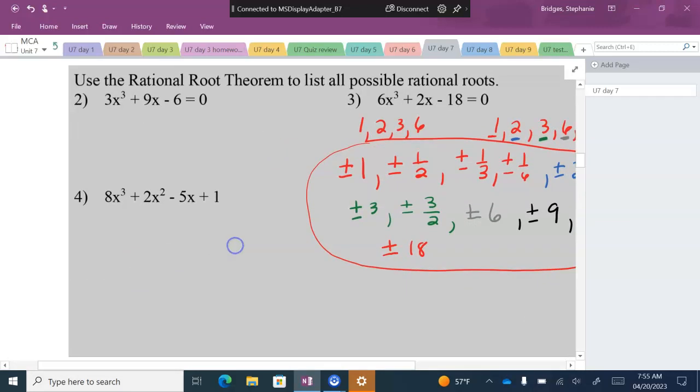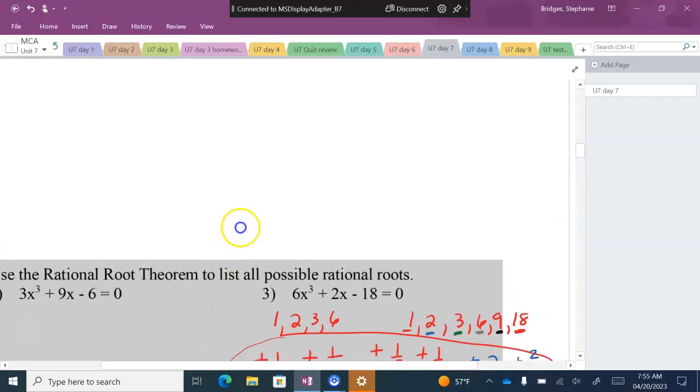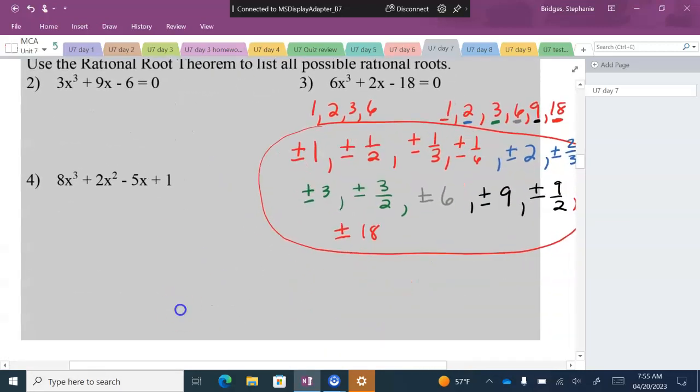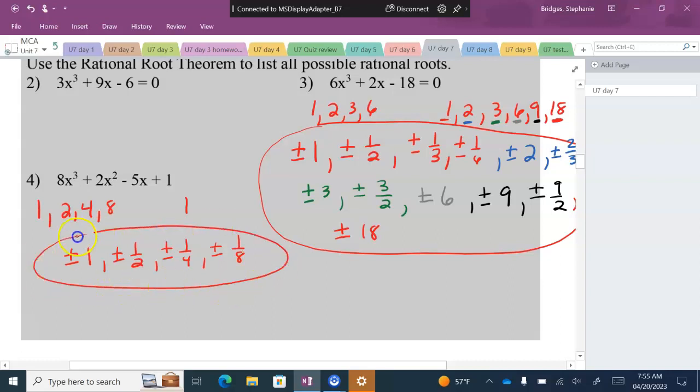And then for number 4, my factors of 8 are 1 and 8 and 2 and 4. But with my constant term, I only have one factor, right? So that's going to make it a little easier. So we'll do plus or minus 1 over 1, plus or minus 1 over 2, plus or minus 1 over 4, and plus or minus 1 over 8. I don't have any other factors for my constant term, so therefore that is going to be all that we have.